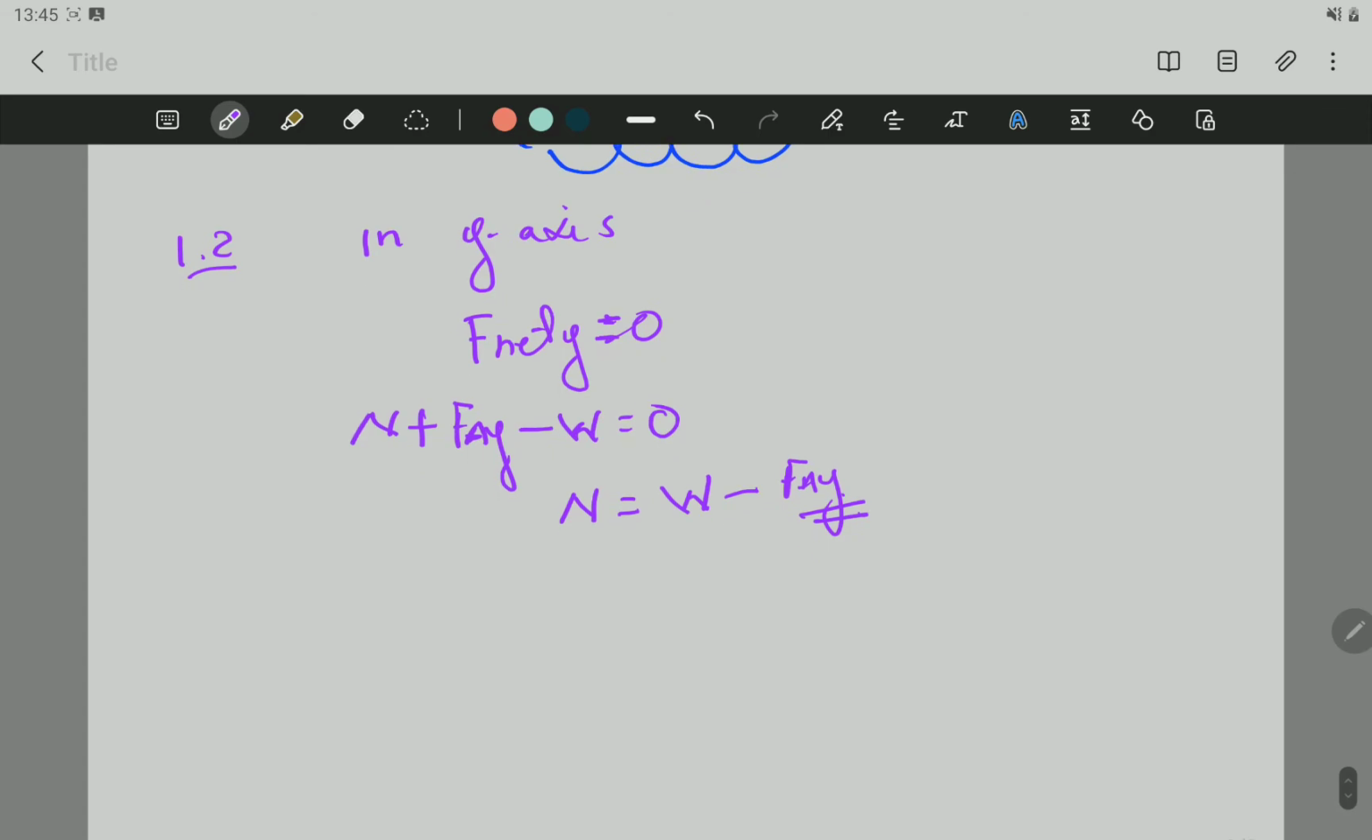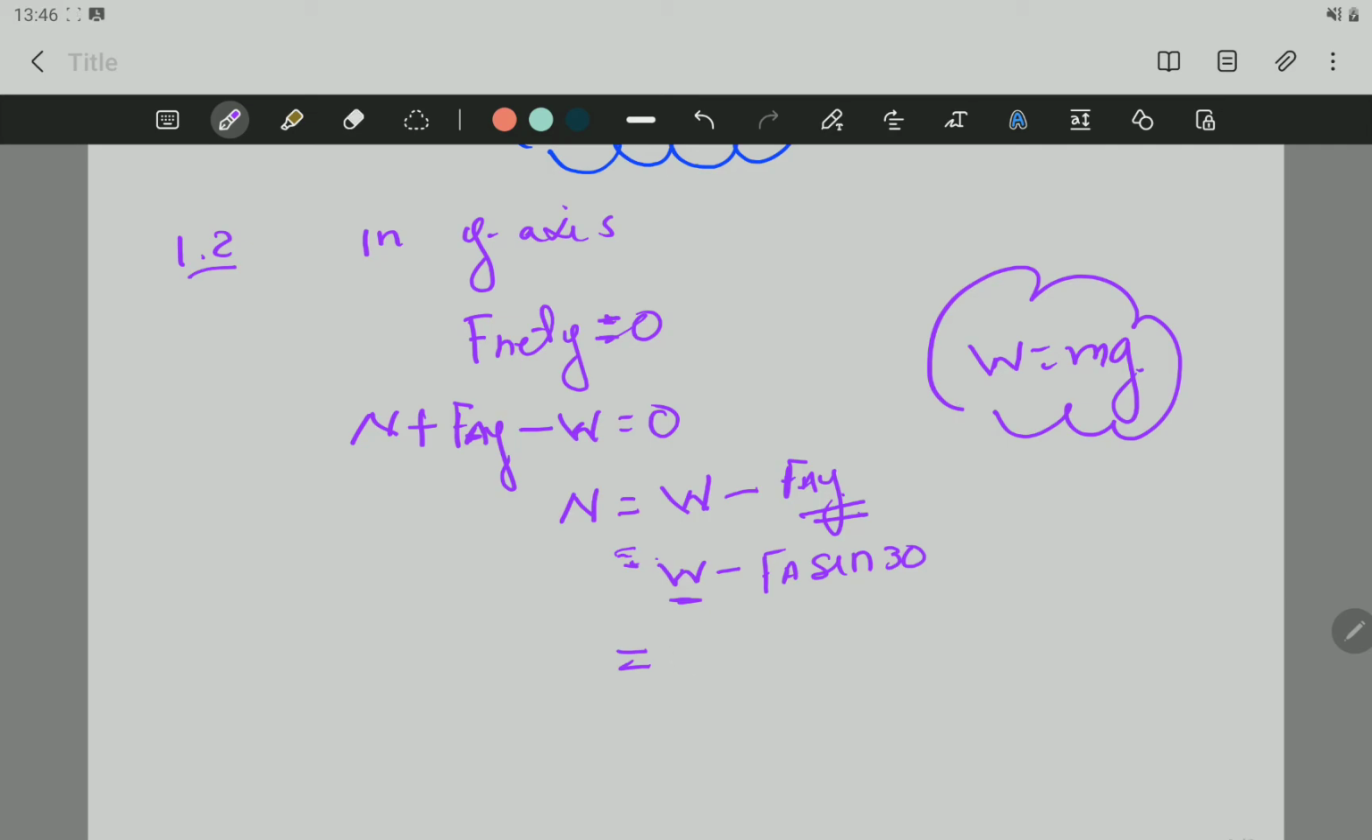So this is going to be weight minus applied force multiplied by sine of 30 degrees. However, we still don't have weight. How do we calculate weight? Weight is equal to mass multiplied by acceleration due to gravity. We are going to substitute it here. Mass multiplied by acceleration due to gravity minus applied force multiplied by sine 30 degree.